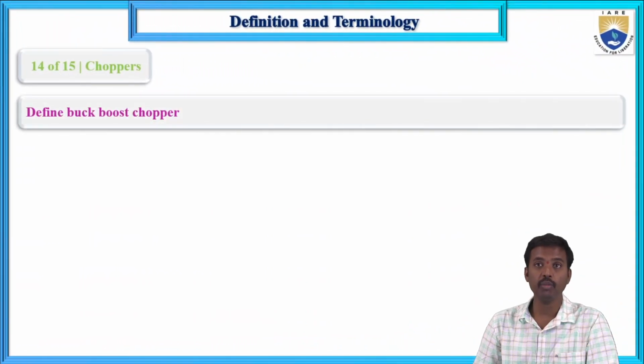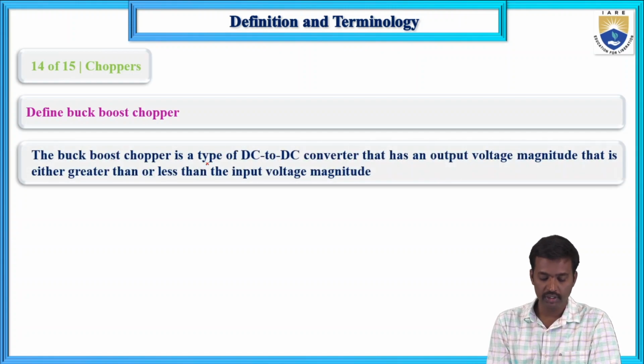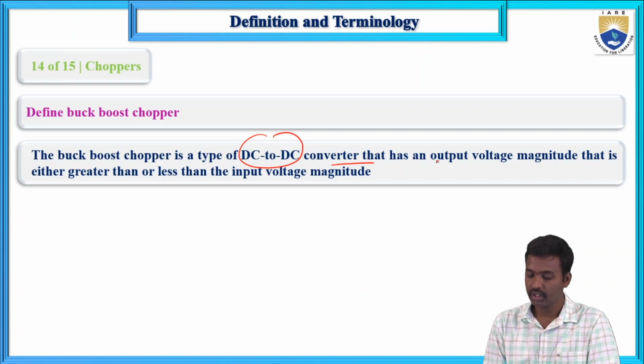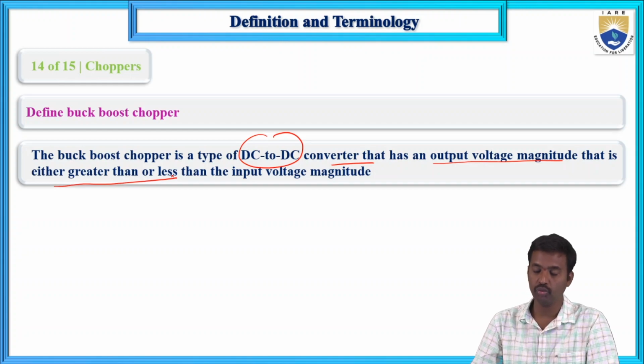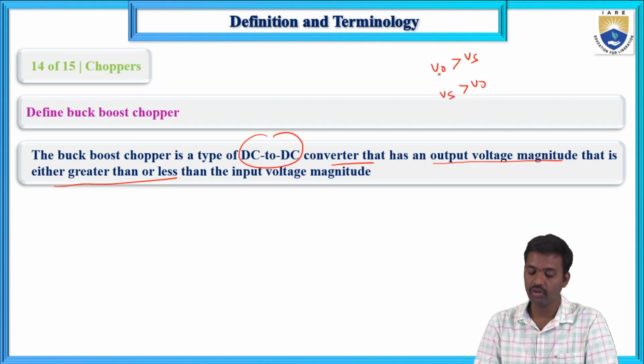Next, 14th question. Define buck boost converter. A buck boost converter is a type of DC to DC converter that has output voltage magnitude either greater than or less than the input voltage. So in the buck boost converter, either V0 is greater than Vs or Vs is greater than V0. V0 greater than Vs is a boost converter, and Vs greater than V0 is a buck converter. So it acts as a boost converter and buck converter.